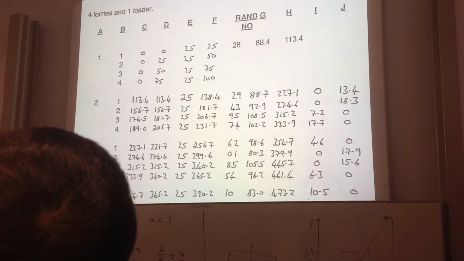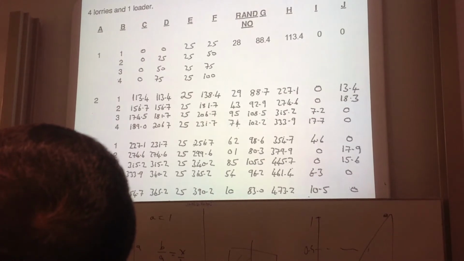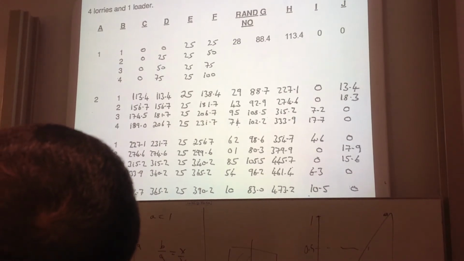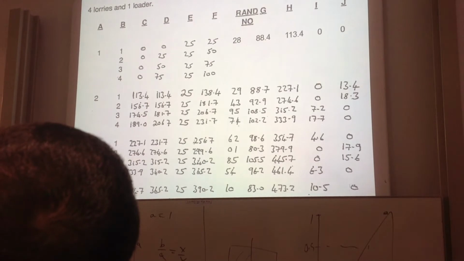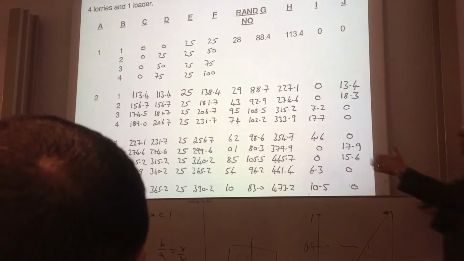And again, we're keeping track of the loader and the vehicles, how long they wait. Obviously they both started together at time 0, they went straight in, and so on. All the other columns are the same as before.